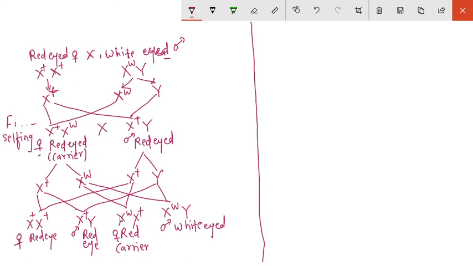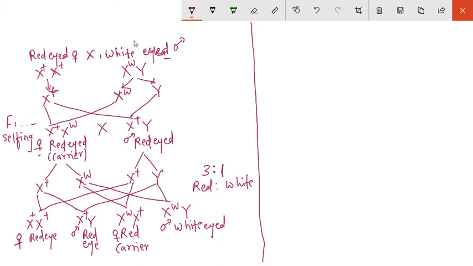Then it produced four different types of progeny in a 3:1 proportion. Three were red and one was white. One is the red-eyed female, another is the red-eyed male, the third is a red-eyed carrier female, and the fourth one is the white-eyed male.